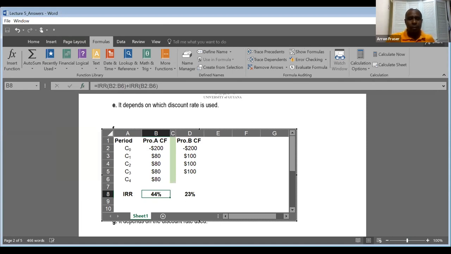The same thing we do for the other project. So this IRR function is IRR open brackets, from D2 to D5 for one project, and from D2 to D6 for the other because you have an extra year of inflows. So the IRR for project A is 22% and project B is 23%.